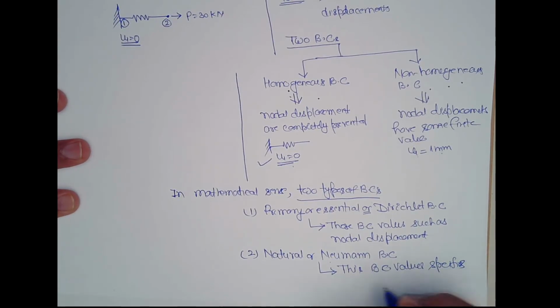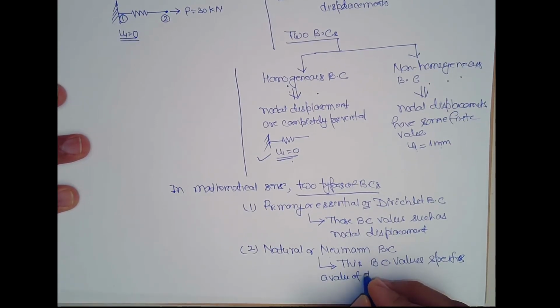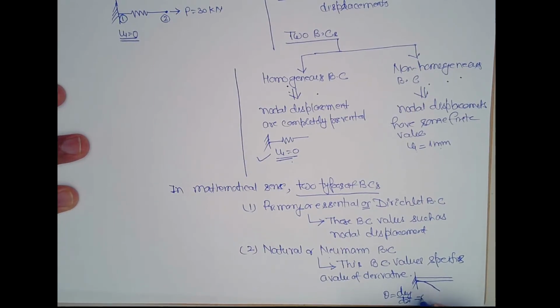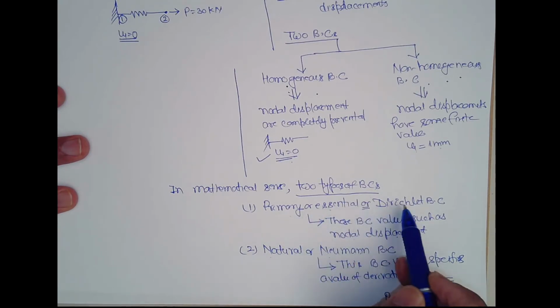a value of derivative. It is like when we have a cantilever beam and deflection at this point is 0, theta, so we can say this is dy by dx is 0. So we can say this type of boundary conditions are natural or Neumann boundary conditions, and directly nodal displacement relates to the primary, essential or Dirichlet.